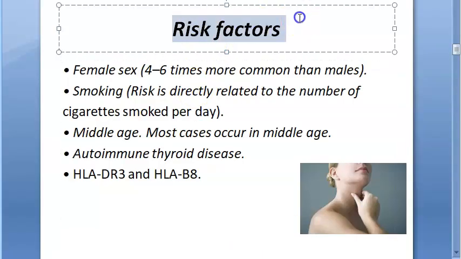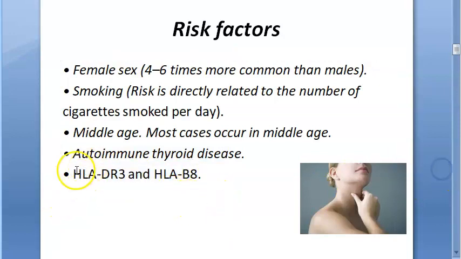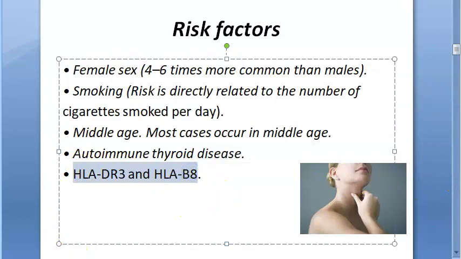Now, what are the risk factors? Females are more affected. Smoking, middle age. This is something that occurs in middle age. Autoimmune thyroid disease. These are the risk factors. If somebody has an autoimmune thyroid disease, HLA-DR3, HLA-B8, that means if these people have these genes. So these are the risk factors: people who have autoimmune thyroid disease, and if you are middle aged.